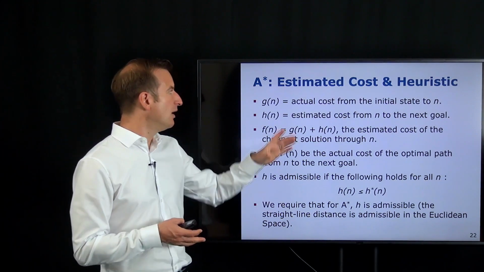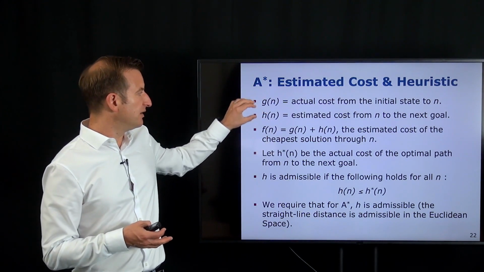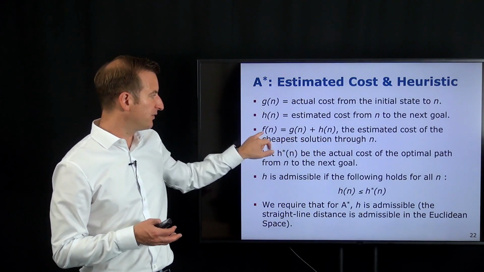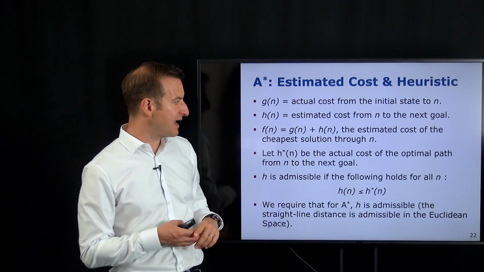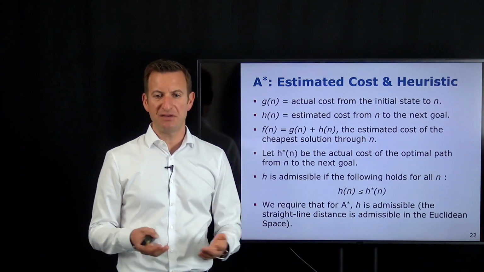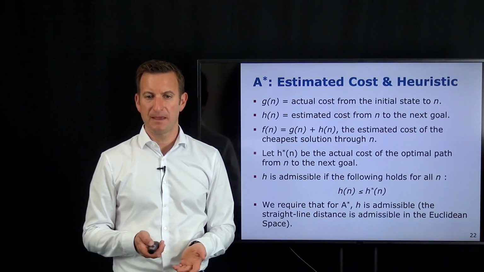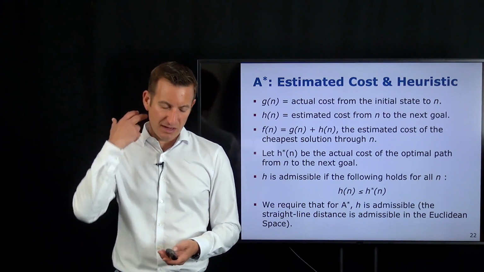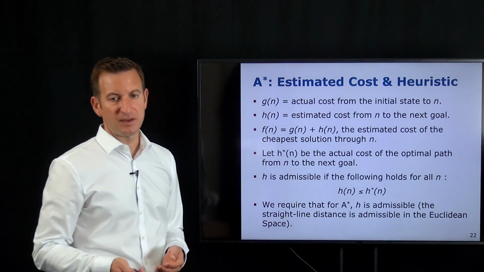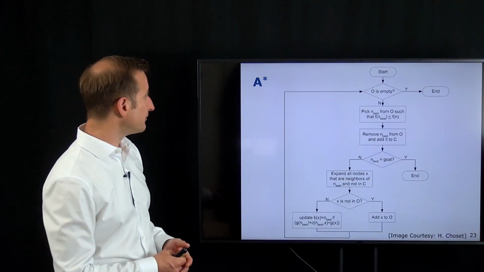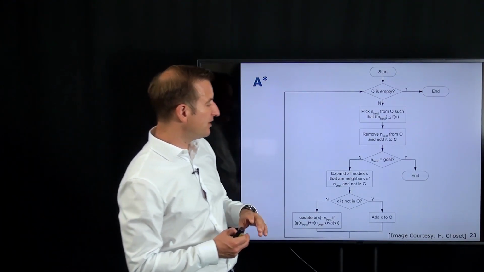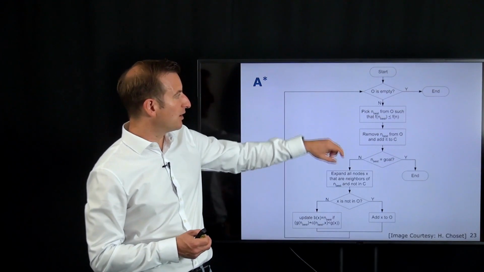So to sum up, what A star does, it uses the actual cost plus the estimated cost as a sum, so F is G plus H, and we have some constraints on H, that H must be admissible if we want to find the optimal solution. And then the A star algorithm can be easily formulated as a search. Just see the block diagram here, taken from Harry Choset's book.